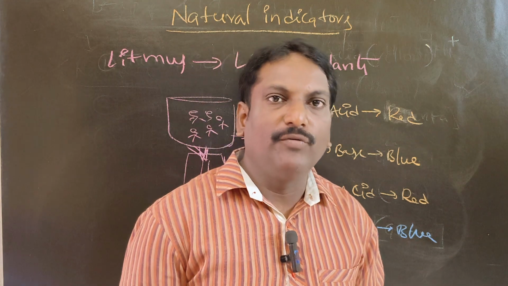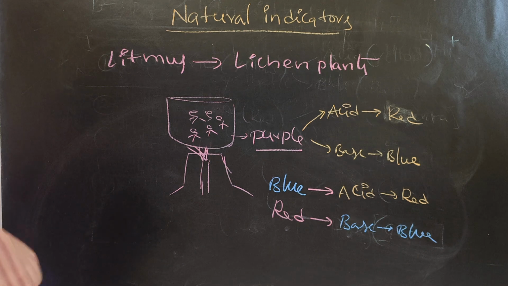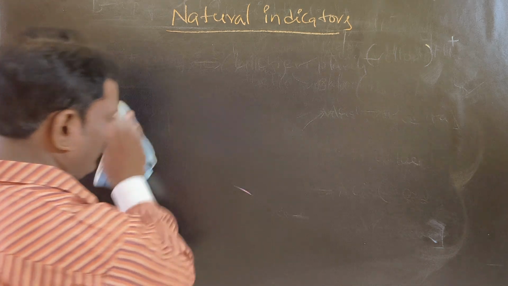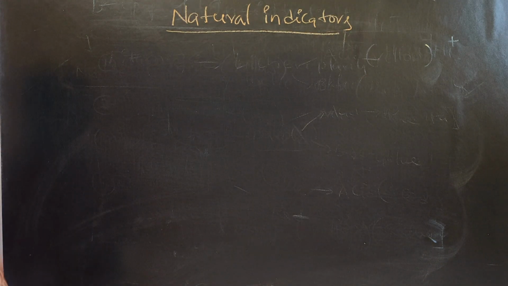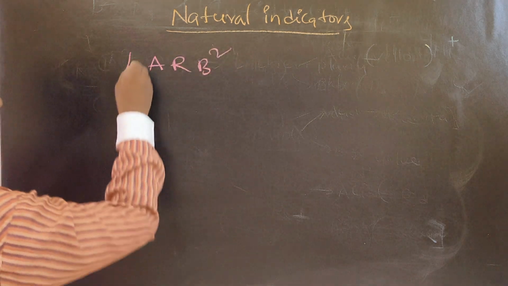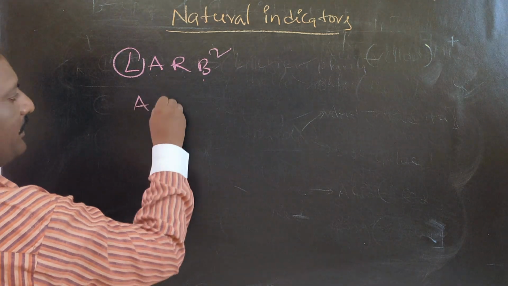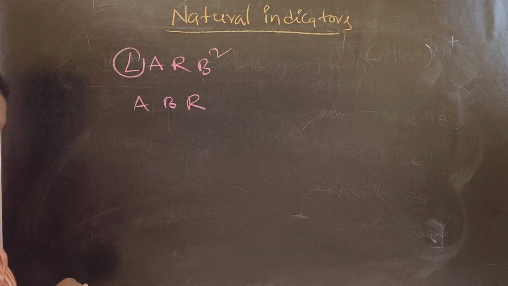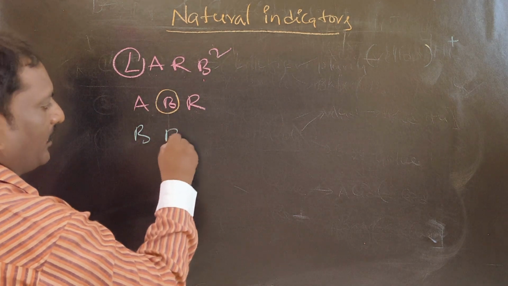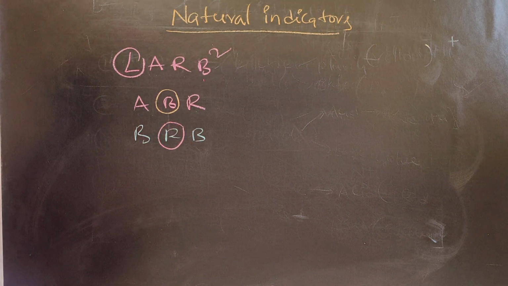So these are the few words regarding natural indicators. I would like to give keywords to remember in an easy way. Please write down these keywords. LABR: litmus solution in acid red color, in base blue color. ABR: acid blue litmus changes to red. BRB: in base red litmus changes to blue.